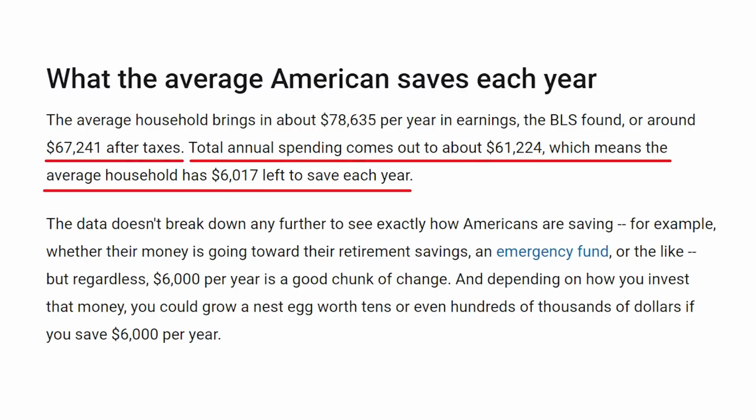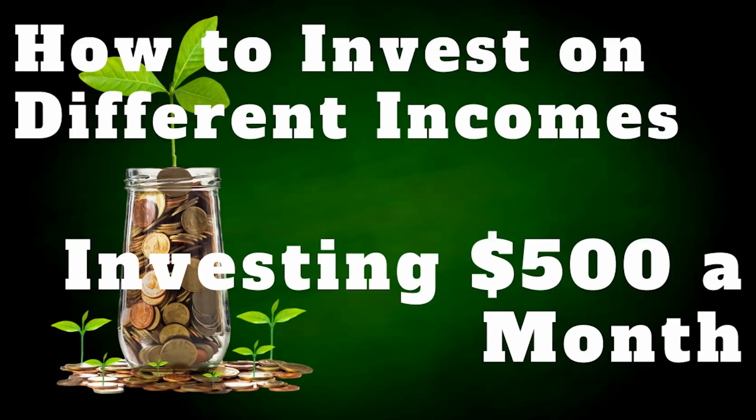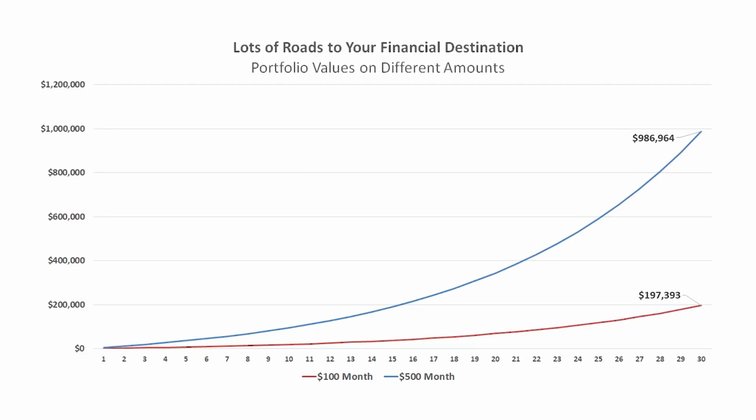According to the BLS, average household income is around $67,000 after taxes, with total annual spending around 61 grand. That leaves $6,000 or about $500 a month to save and invest. It might be a stretch for many families, but investing $500 a month, this is where we're really starting to see that growth. That $500 a month invested over 30 years grows to just under $1 million or an income of about $40,000 a year in retirement. And investing just a little more means you're able to take a little more risk.